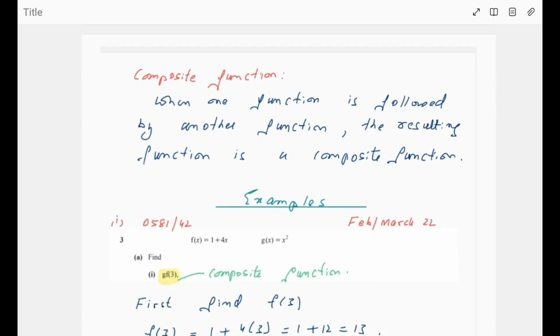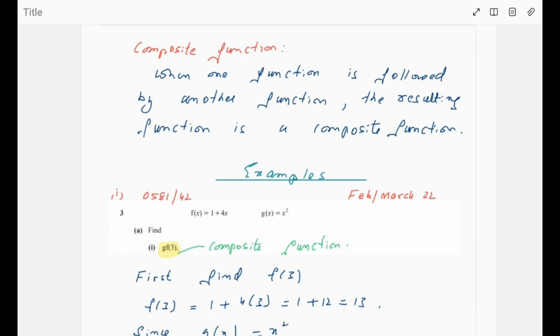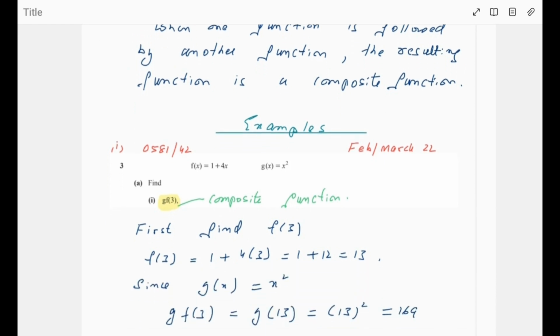A composite function is a combination of two or more functions. We can say when one function is followed by another function, the resulting function is a composite function. Like in this example, we have two functions, f(x) = 1 + 4x and g(x) = x squared. And suppose we are finding gf(3).